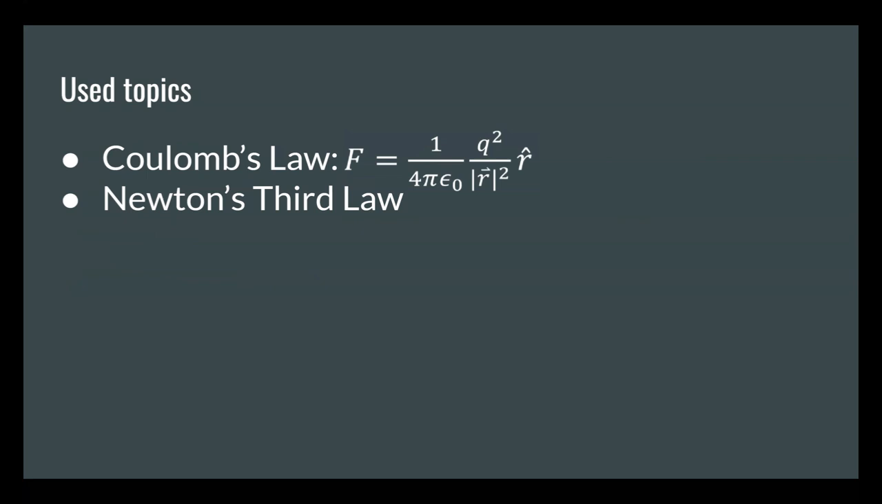For our used topics in this lab, one of the bigger, more important things is Coulomb's law, which is F equals 1 over 4 pi epsilon naught times Q squared over r squared times r hat, and then Newton's third law. It's a big principle.